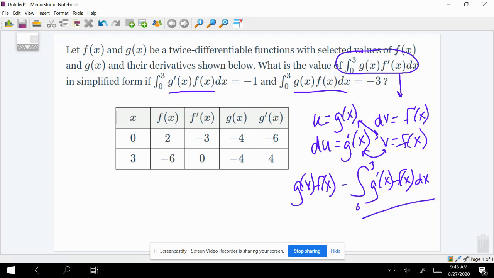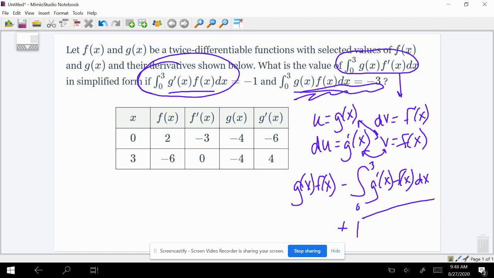So this is actually known information. We know from this piece of information, we know the integral from 0 to 3 of g prime f is -1. So you're going to have a minus 1. So it's going to end up being plus 1 for that whole piece. This piece of information right here, we actually never use. It's one of those distractors.